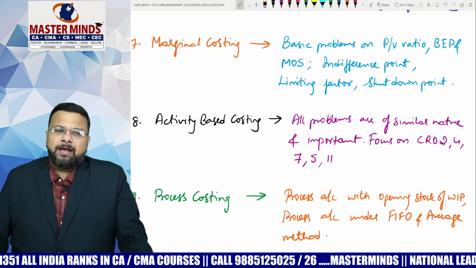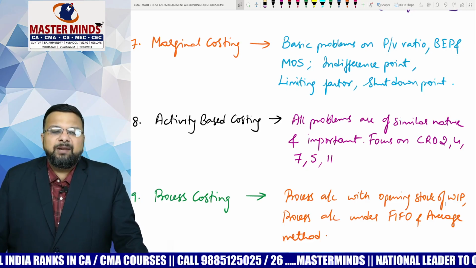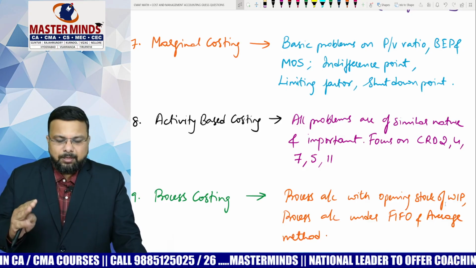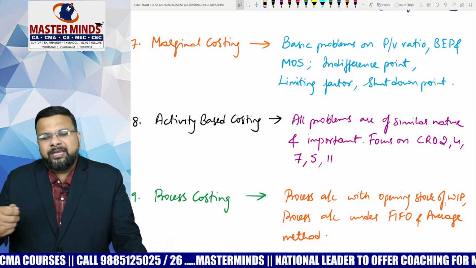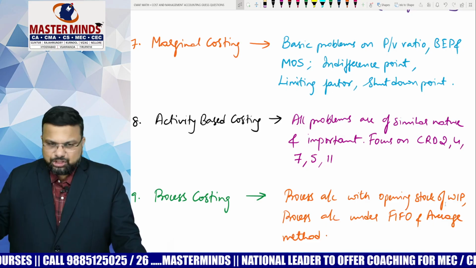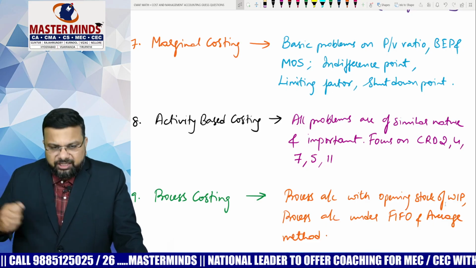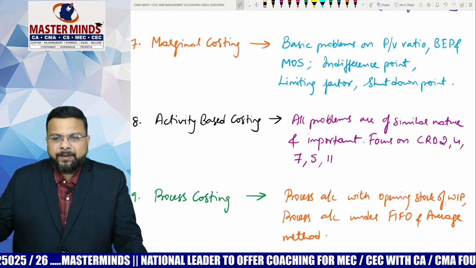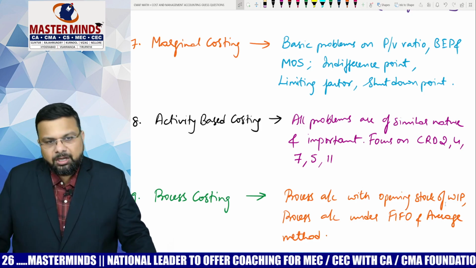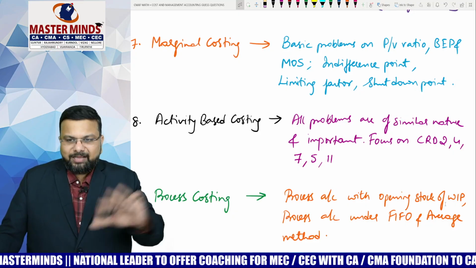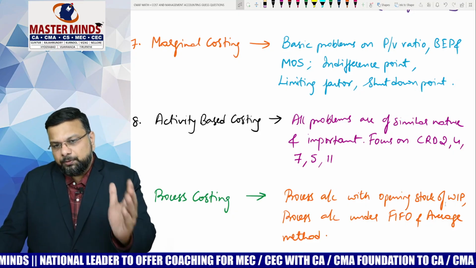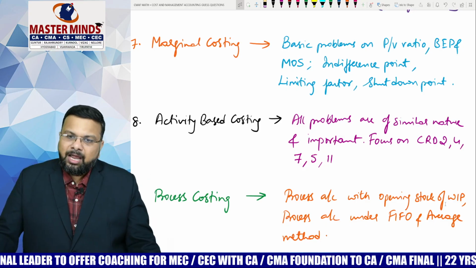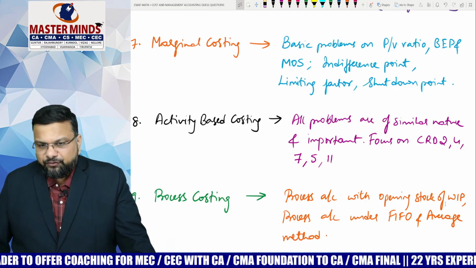Now when it comes to process costing, what I do is that I generally divide process costing into 3 different parts. Process costing, that is basic problems without opening and closing stock of work in progress. Next model, process account with closing stock of work in progress, and last model, process account with opening and closing stock of work in progress. Now basic problems you can do easily. So what I'm saying is that I'm asking you people to focus on process account with opening stock of work in progress and process account under FIFO and average method.